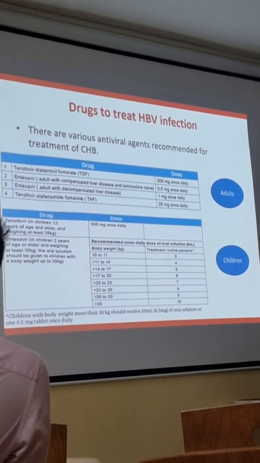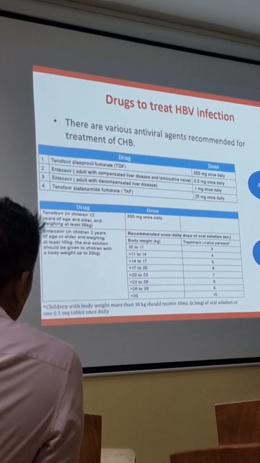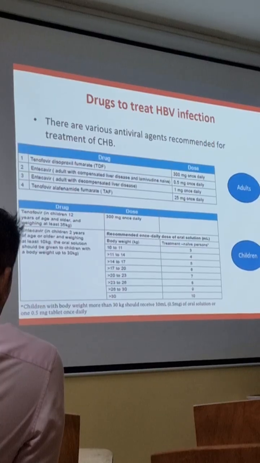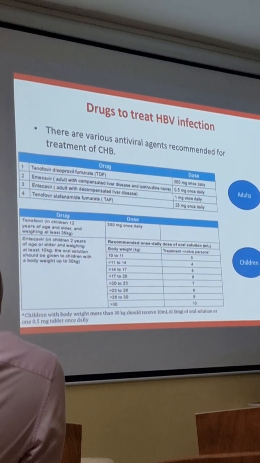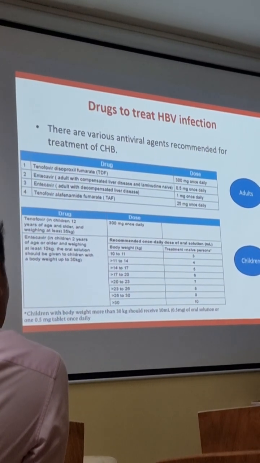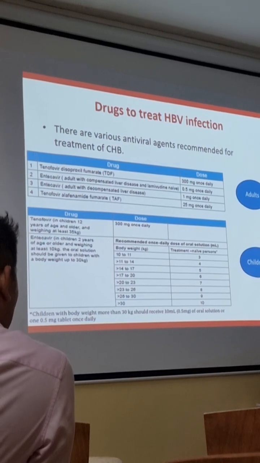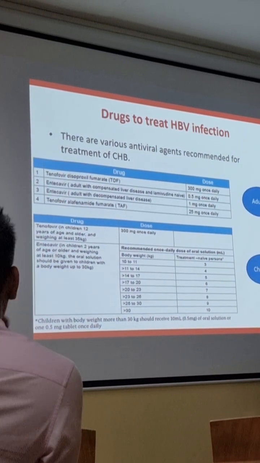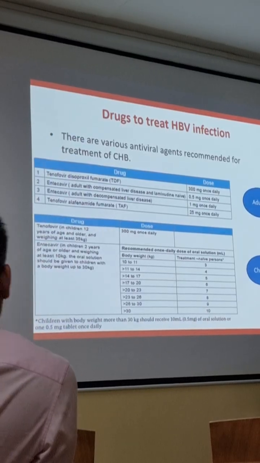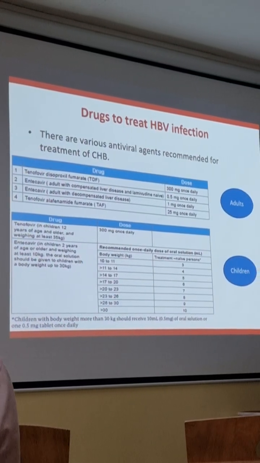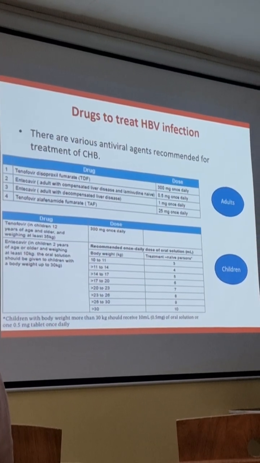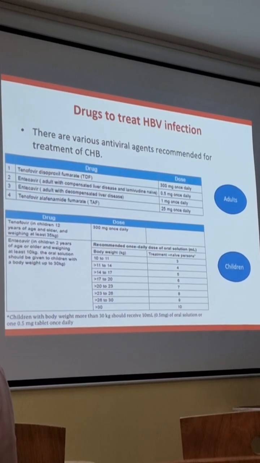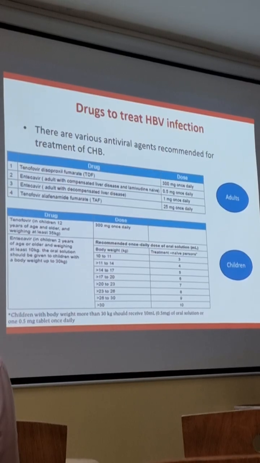Now, children more than 12 years, weight more than 35 kg, dose is 300 milligram once a day. Once you start treatment for hepatitis B, the treatment is lifelong. For hepatitis C, it's 12 weeks or 24 weeks. But hepatitis B, once you start treatment, the treatment is lifelong. Now, if the child weighs say 10 to 11 kg, then you give 3 ml of entecavir. You are supposed to get serum entecavir in the supply, but we still have not got it.